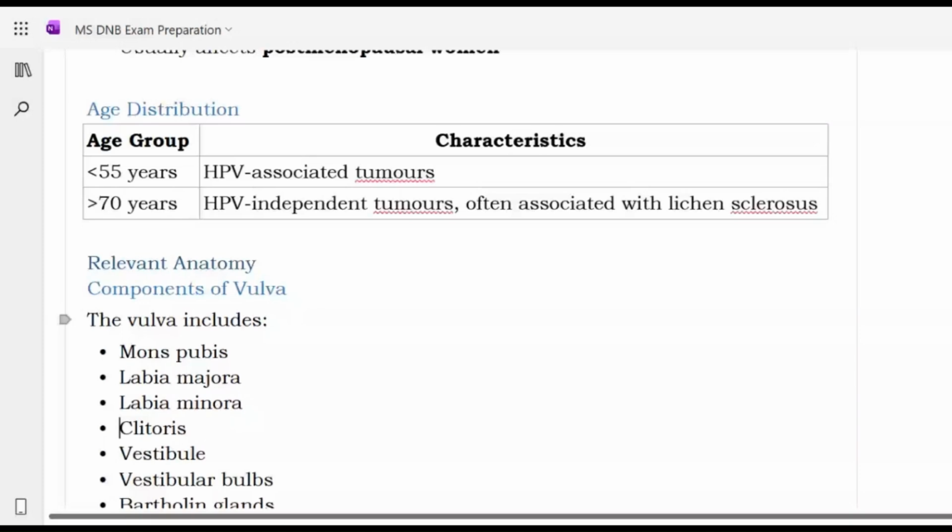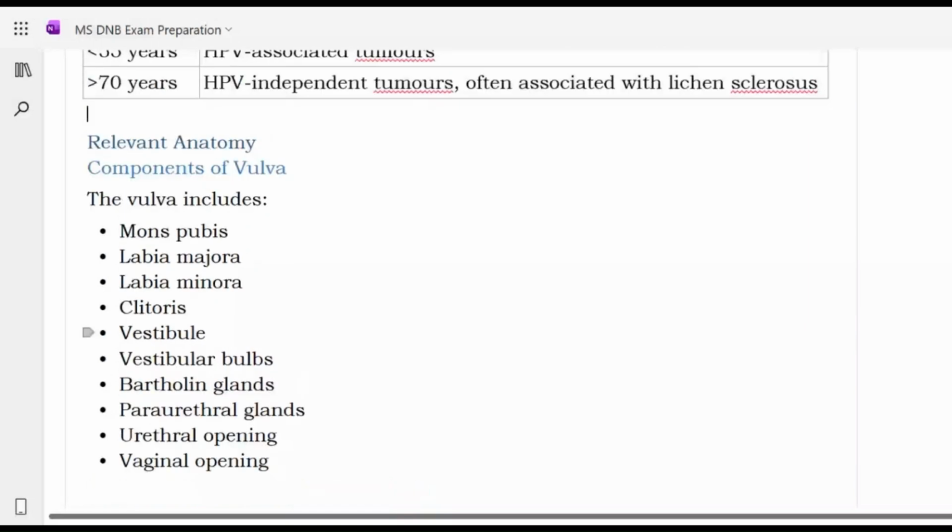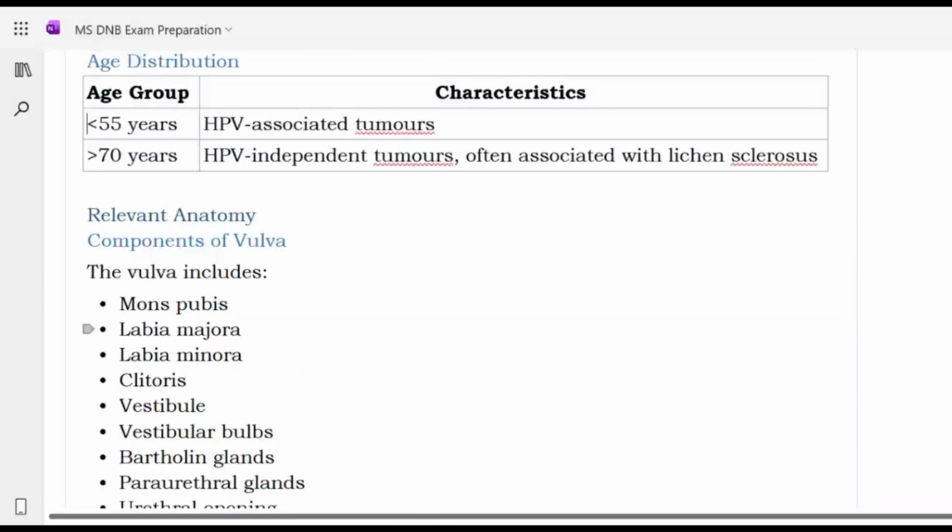And those patients in whom this malignancy is seen after 70 years of age, generally this is an HPV independent tumor. So here the pathogenesis is different, not the HPV, and often it is associated with lichen sclerosis. Okay, there is a separate video on these benign vulval lesions. Please listen to that video also. Okay, so different age group and different pathogenesis you have understood. Generally around 55 years of age, what you get is an HPV associated tumor, and the one which you get after 70 years is HPV independent tumor, and most of the time it is associated with lichen sclerosis.